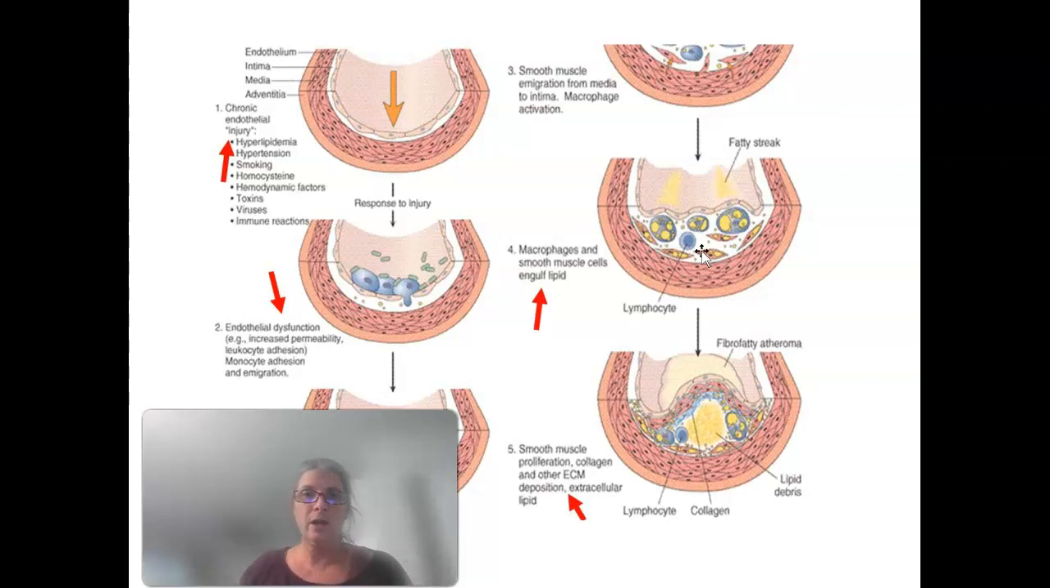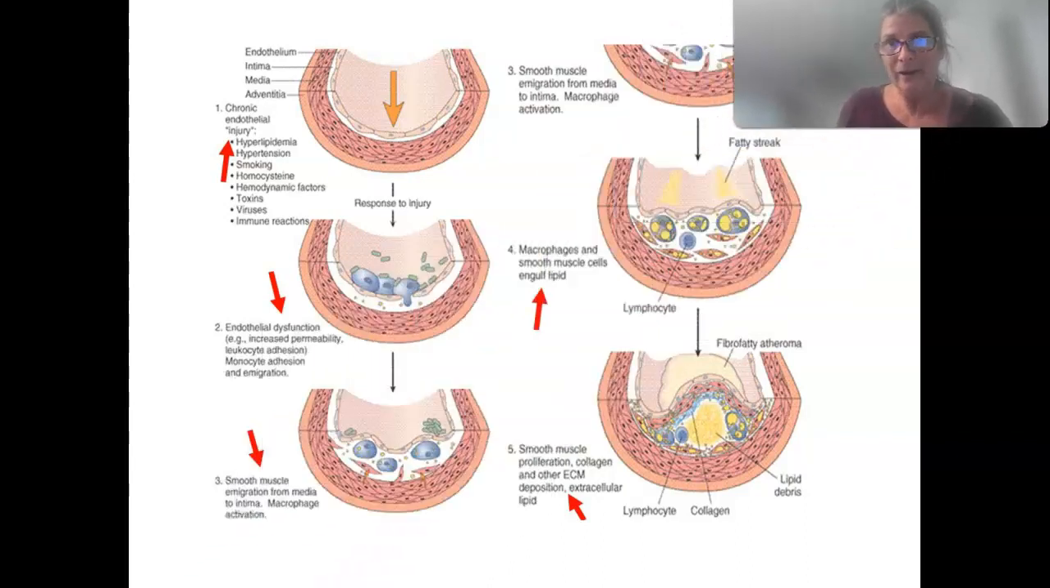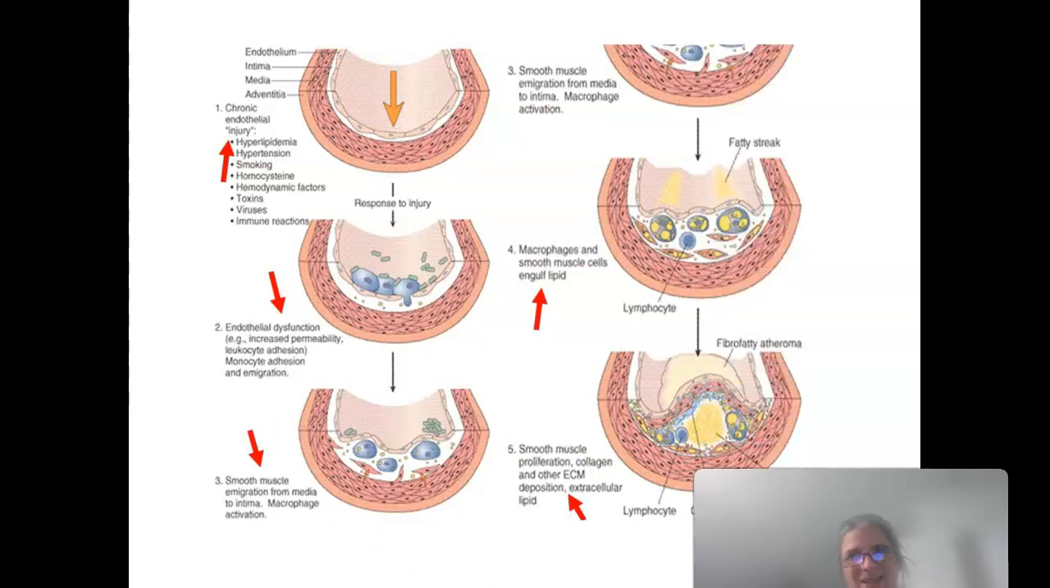Now, what I want you to know is just the general steps for atherosclerosis. I'm never quite sure where to put my head, so I'll move it around a little bit. We're not memorizing every single step, but there are three basic things that we know have to happen to develop atherosclerosis.